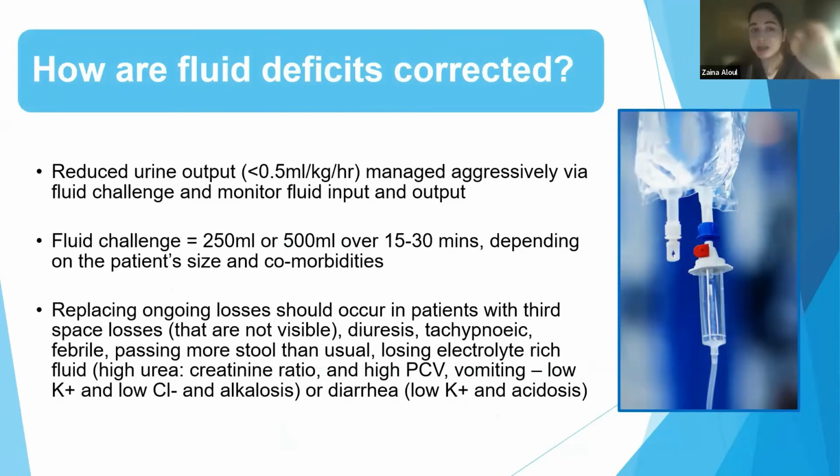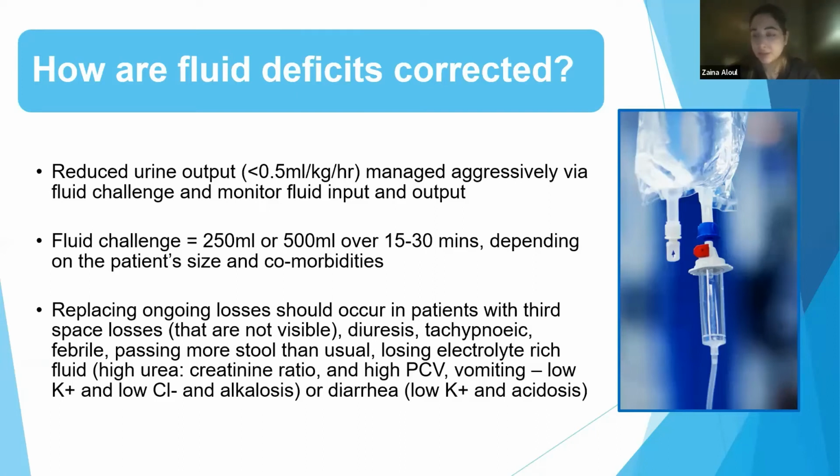So fluid deficits are corrected differently for different patients in different circumstances. Usually everyone's meant to maintain normal urine output of 0.5 ml per kilogram per hour, and that's as a minimum. Anything less than that, then you need to manage aggressively with a fluid challenge. A fluid challenge is just 250 ml or 500 ml of either saline or lactated Ringer's over 15 to 30 minutes, and it's just to replace the ongoing losses.